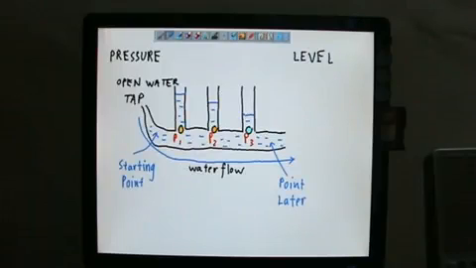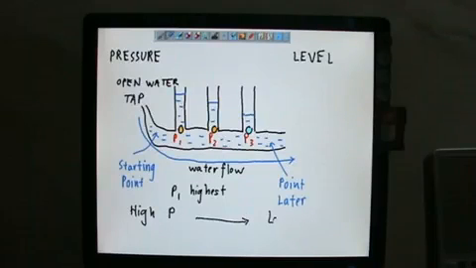Okay? So if we consider the pressure at 1 here, the pressure at 1 is actually the highest, because the water always flows from high pressure to low pressure. Water always flows because one side is high pressure and the other side is low pressure. So the left hand side is high pressure, the right hand side is lowest pressure.